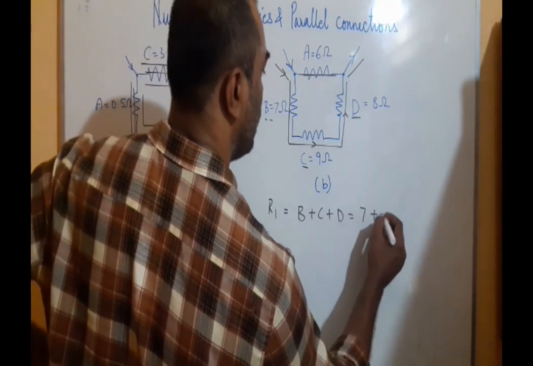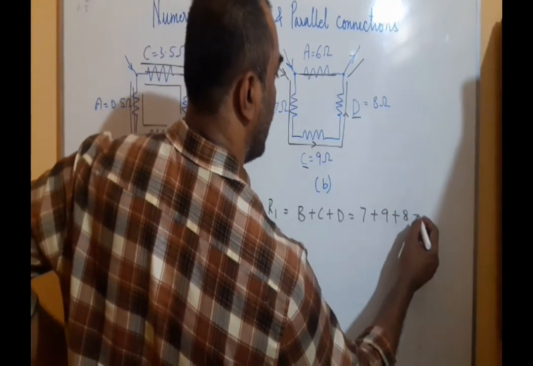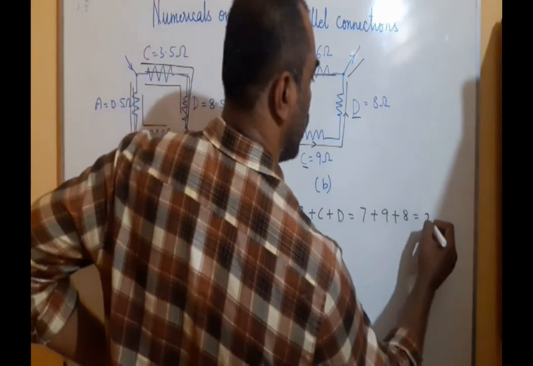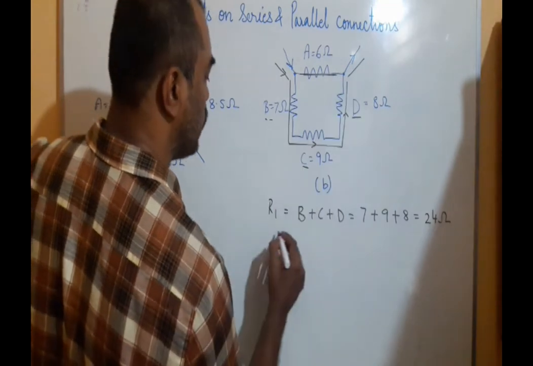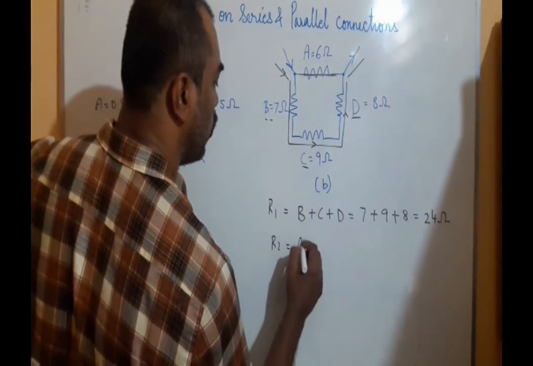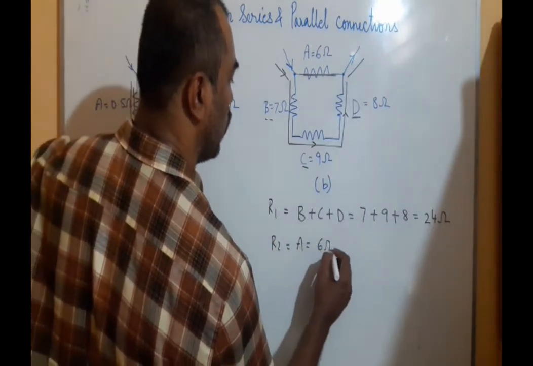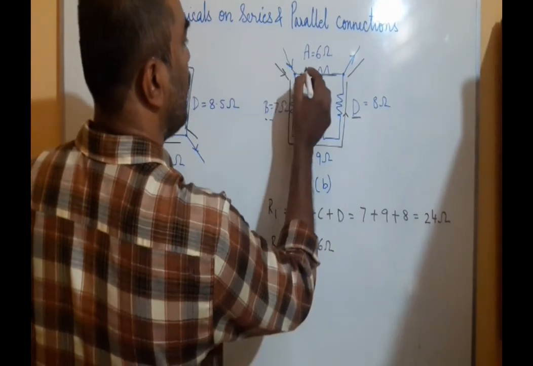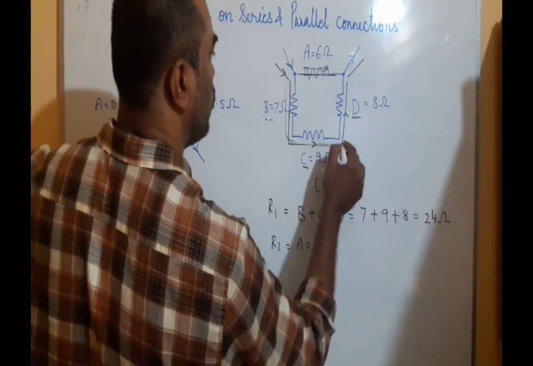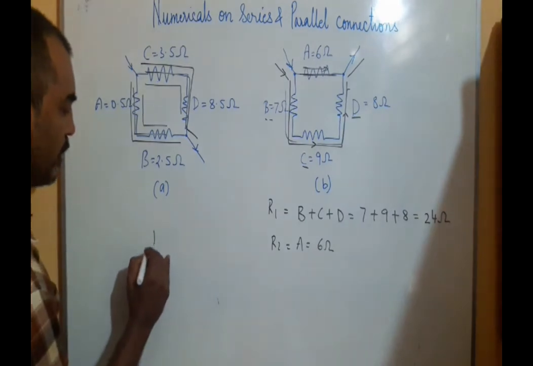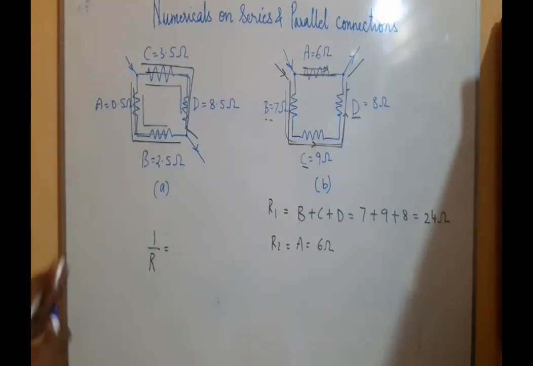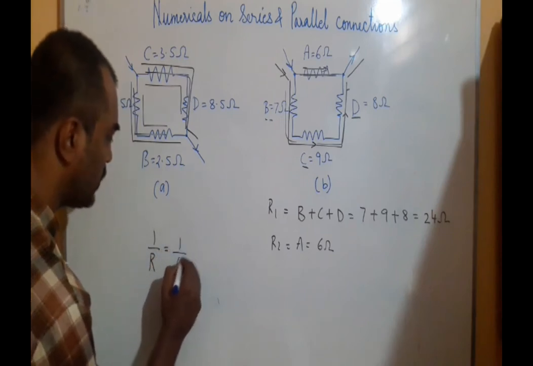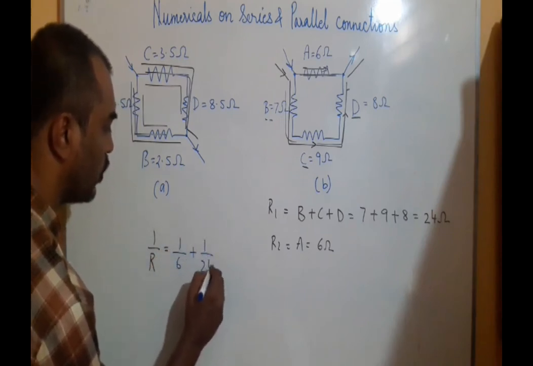So we have 7 plus 9 plus 8, that is 24 ohms. And there is only one path for the current to pass through A. So R2 is only A, that is 6 ohm. Now the equivalent one path and two path are in parallel. So again 1 upon R equal to 1 upon 6 plus 1 upon 24.